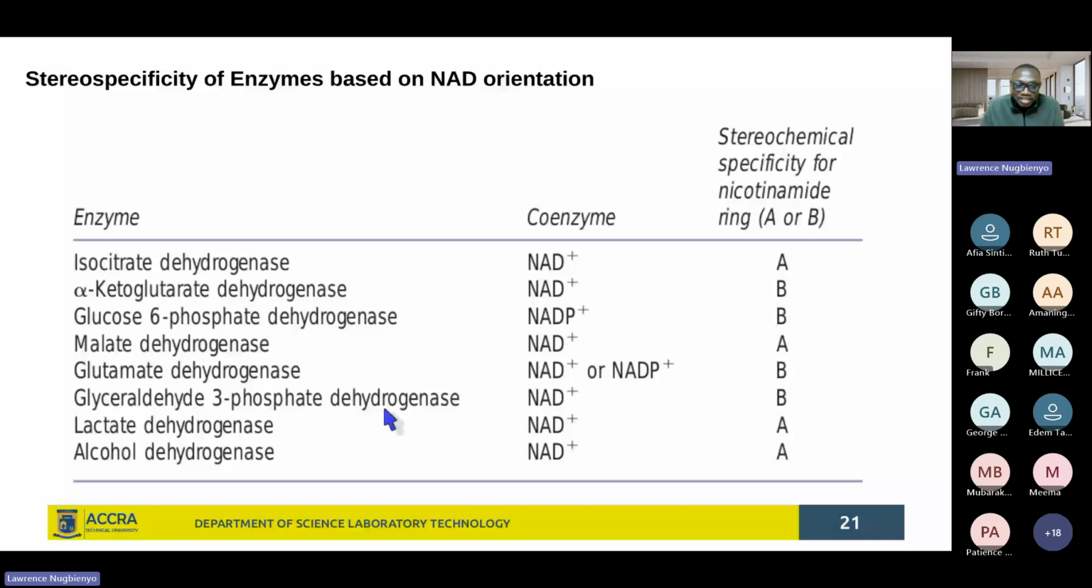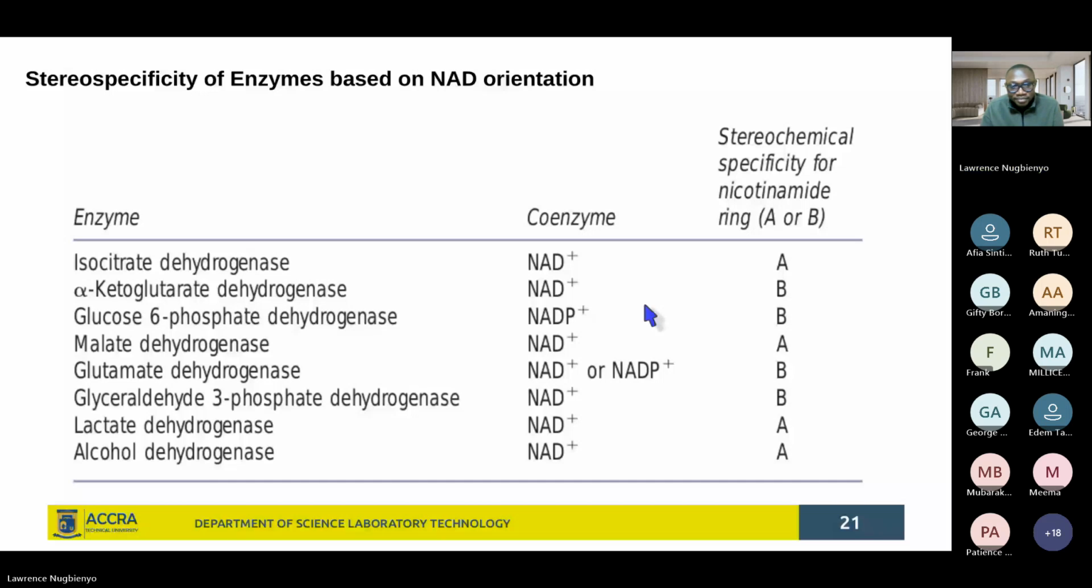So when classifications are being done of enzymes, oxidoreductases are sometimes referred to as dehydrogenases. And you have these coenzymes, either NAD+ or NADP+, which will be involved in reduction reactions because they are going to be receiving hydride ions.